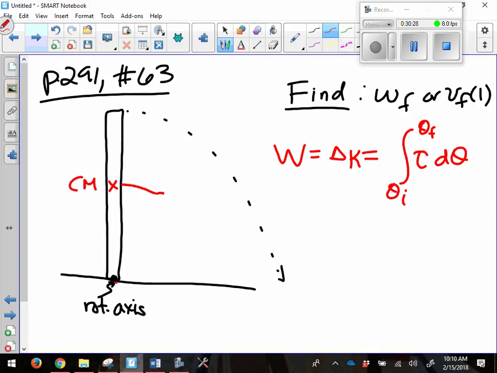All right, so here's going to be my mass M, which is the mass of the whole meter stick that's concentrated up here.